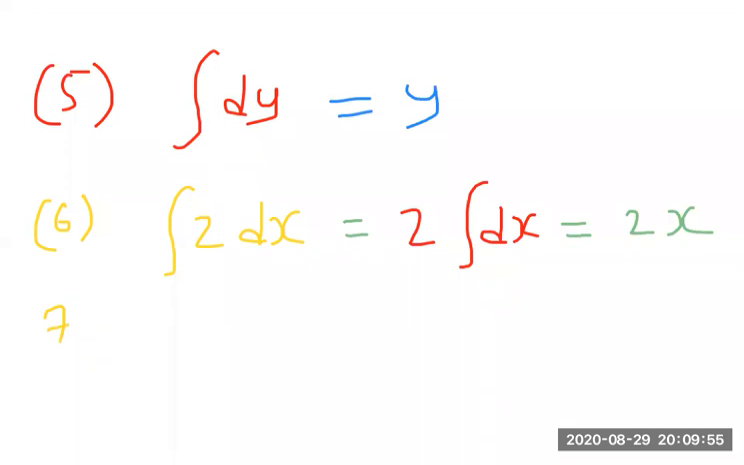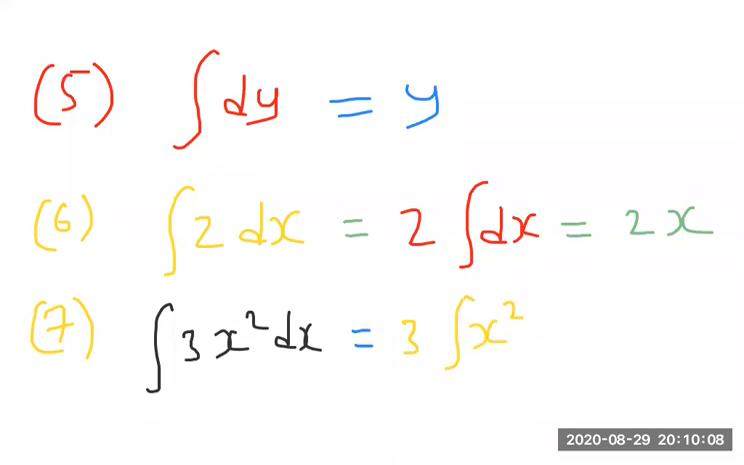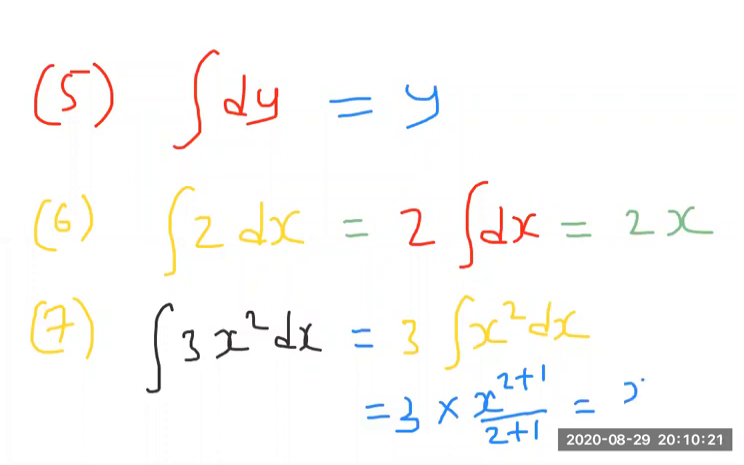Suppose integral 3x square dx is given. How to write 3x square dx? First take 3 outside. Integral of x square dx. And x square means what should I write? x power 2 plus 1 by 2 plus 1. That is nothing but 3 cancels and x power 3. 2 plus 1 is nothing but 3. So I can write x cube.